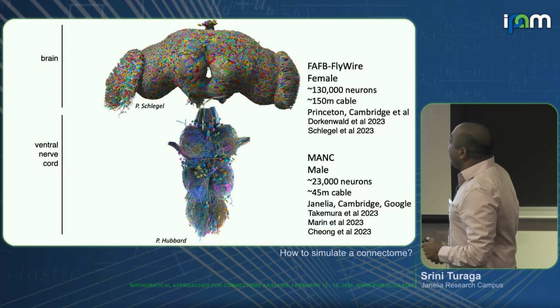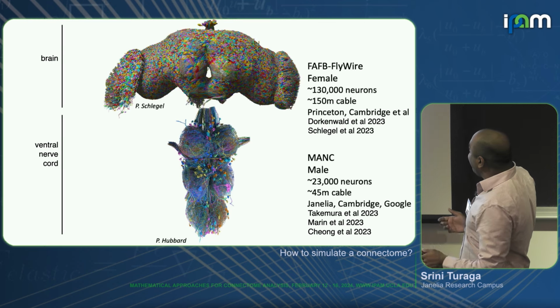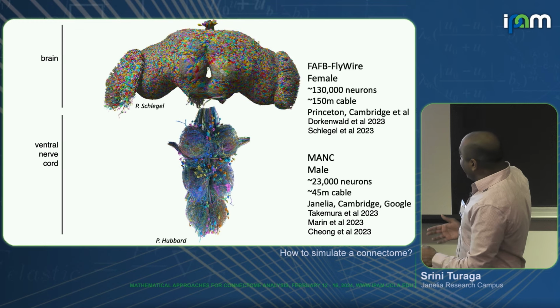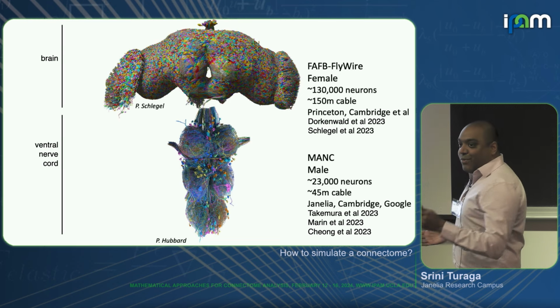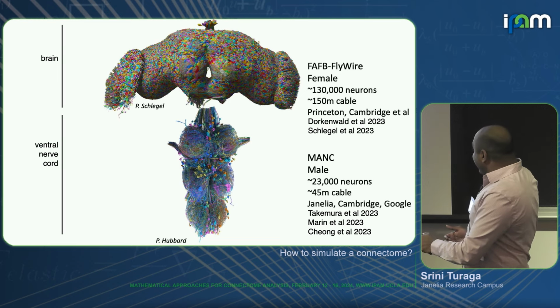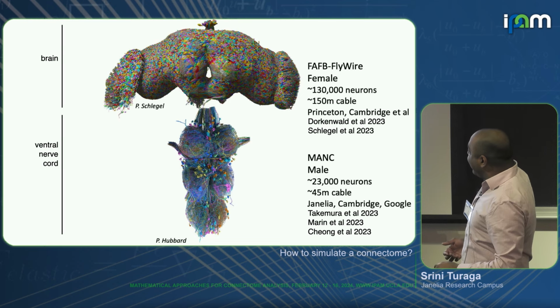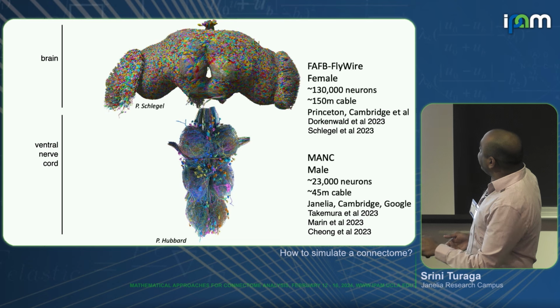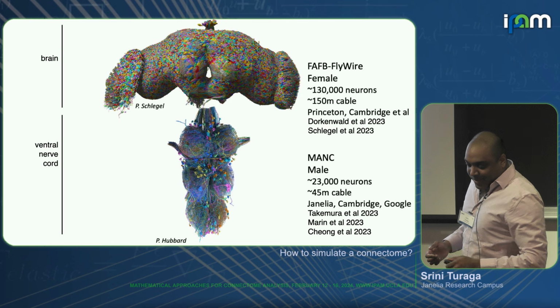Here is a slide that Greg Jeffress made, which I really love because it puts together the excitement that happened over the summer, when we now have the connectome for the brain and the nerve cord in two separate individuals. Gwyneth was involved and led the ventral nerve cord effort, and Philip led the brain efforts here.